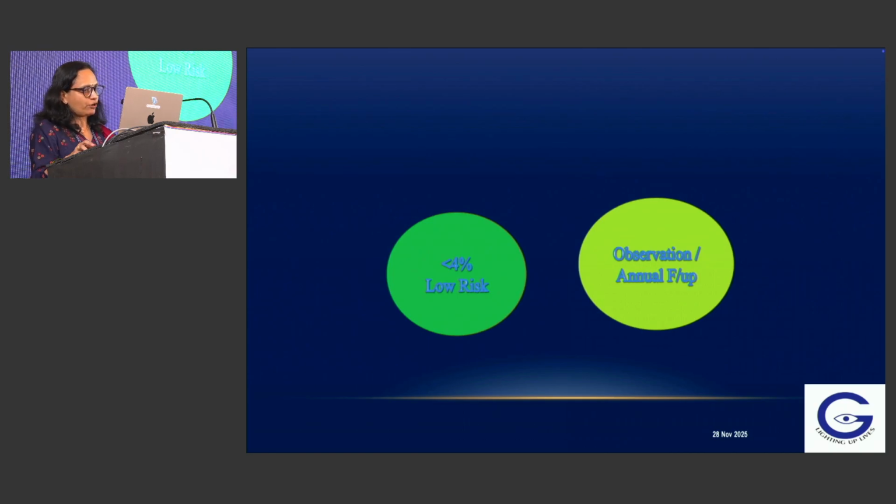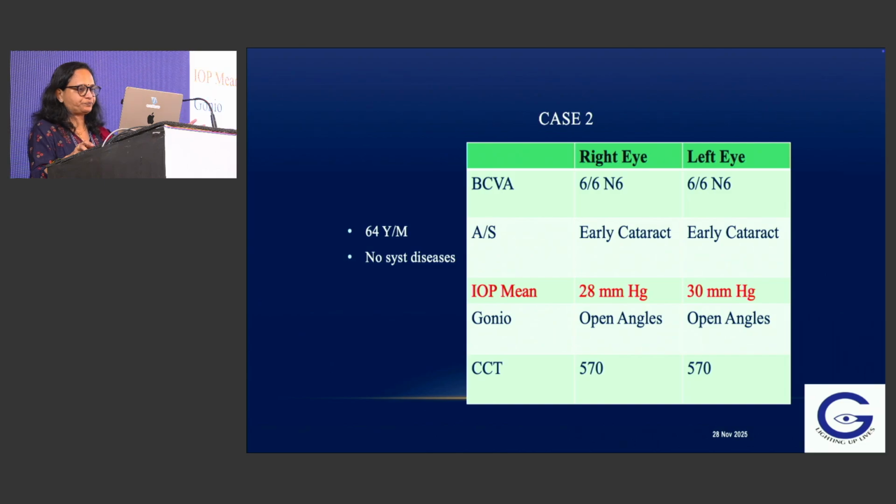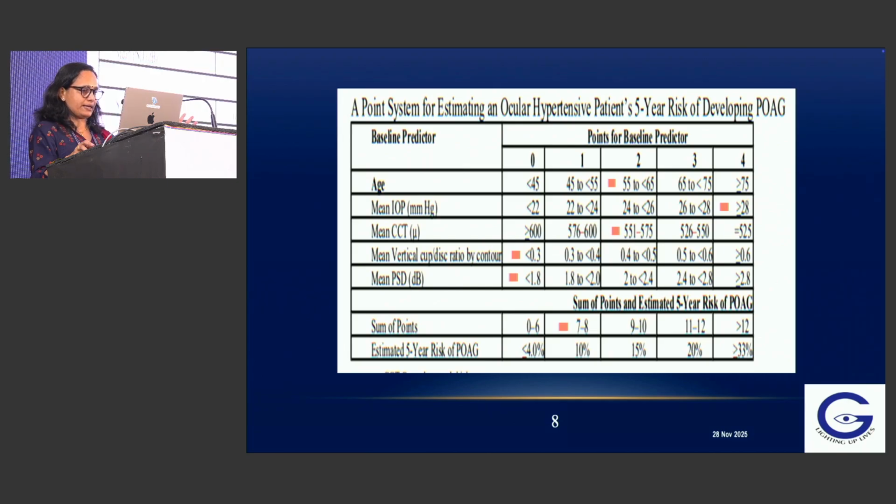At any point of time, if the pressure increases beyond say 26, 27, or if the field changes or OCT changes are appearing, then you can consider treatment. The second case, again 64-year-old, same scenario, but the pressure is around 28 to 30. So here the points come as 8, and the 5-year risk is about 10%.